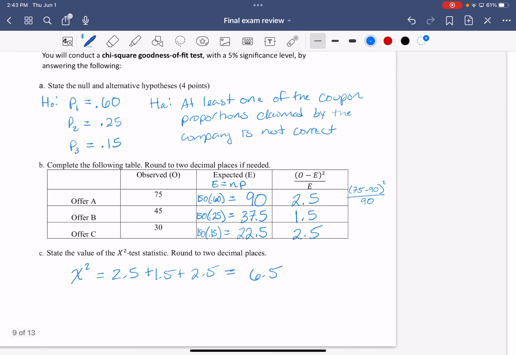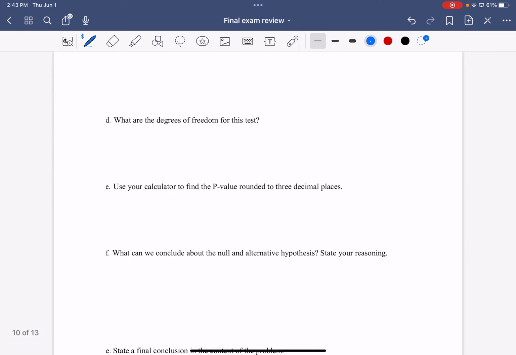Okay. Part D, what are the degrees of freedom? So the degrees of freedom is equal to k minus 1, where k is the number of possible outcomes there were. How many possible outcomes were there? 3, because there were 3 coupons, right? Offer A, offer B, offer C, 3 options there. So 3 minus 1 is 2.